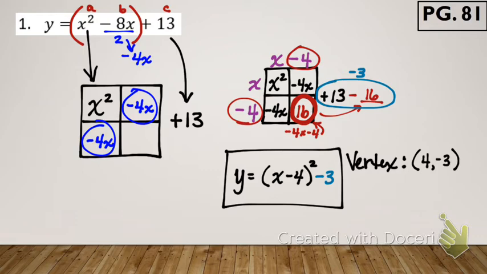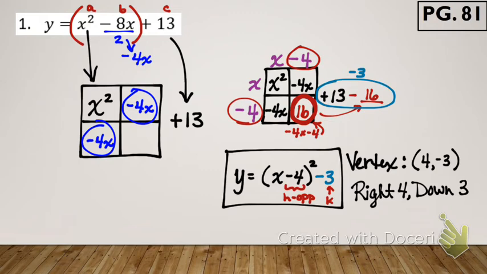-4 and -3. Because remember, this is the opposite of h, and here's my k. How would you describe this transformation using words? Right 4, down 3. Beautiful. Let's try one more together, and then you guys will do number 3 on your own.